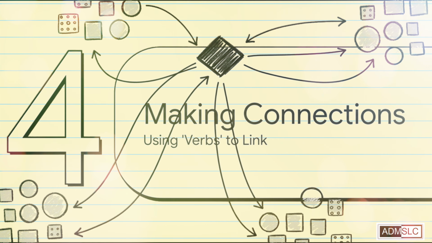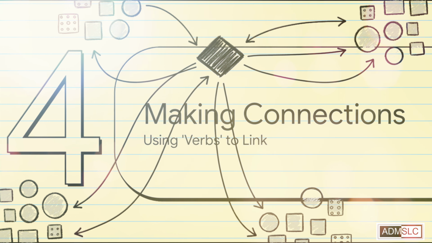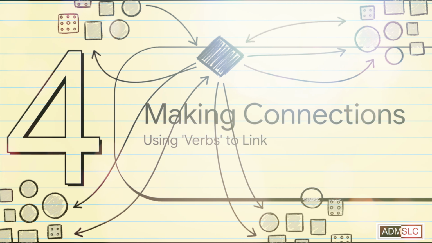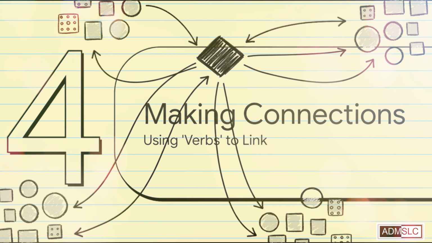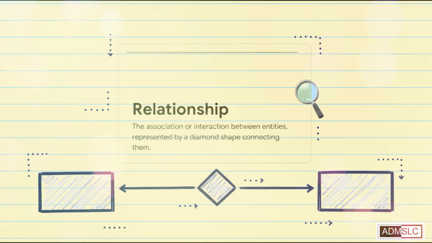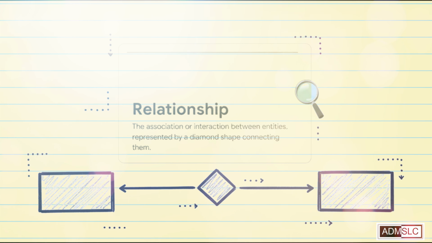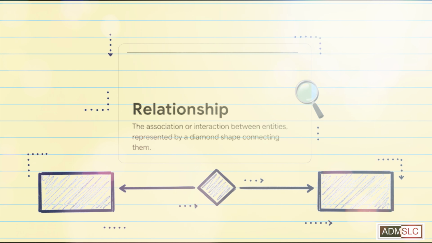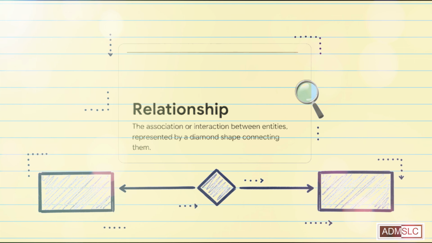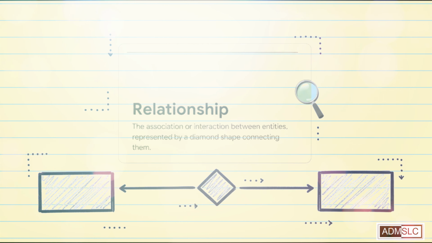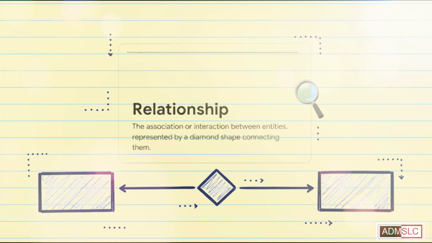Okay, progress check. We have our nouns, the entities, we have our adjectives, the attributes, but right now they're just two separate concepts floating around. We need to connect them. It's time to add the verb. And that connection, that verb, is called a relationship. It's pretty self-explanatory, right? It's the association between our entities. And in the world of ER diagrams, we show this using a diamond shape.